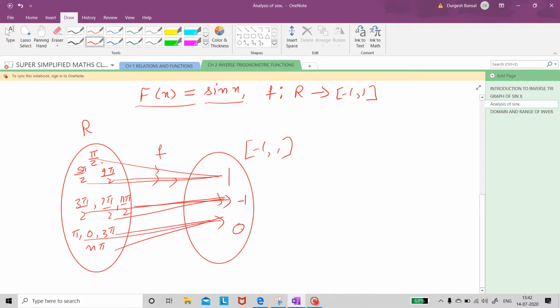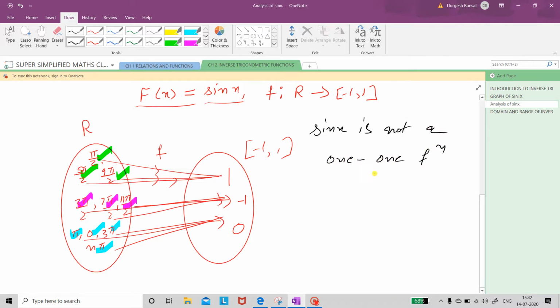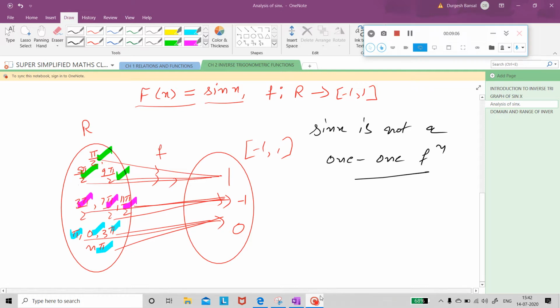Now by looking at this figure, what do you conclude about the nature of the sine function? We can see these are all distinct points, but they have the same image. There are innumerable of them and they have the same image. So what do we conclude? We conclude that sine x is not a 1-1 function.